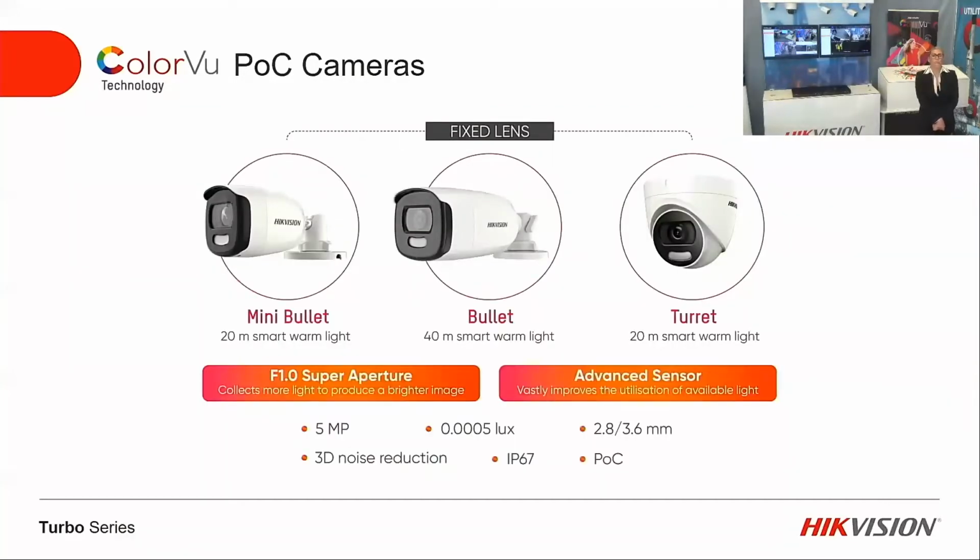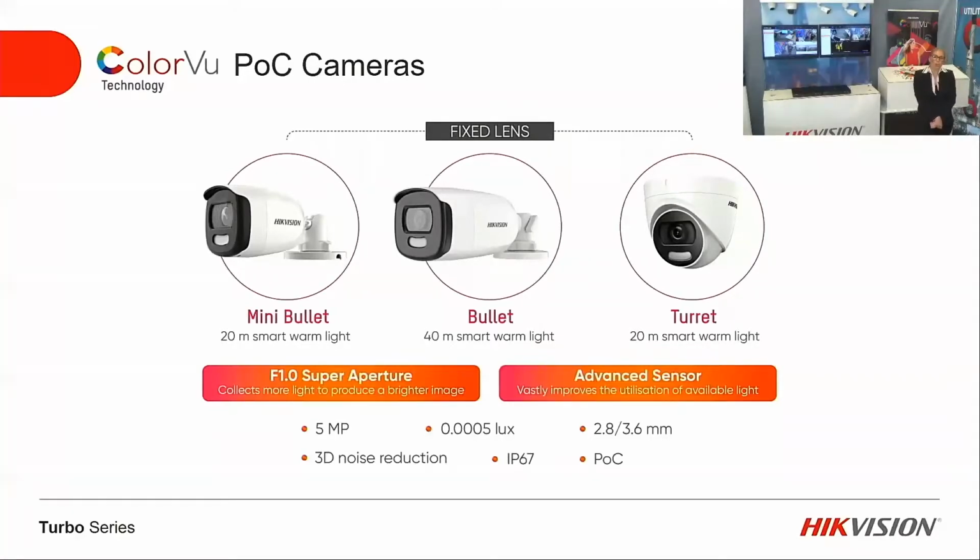What cameras do we have in the range? Well, we have 3 fixed lens cameras. We've got the mini bullet there, which is a smaller one. It does up to 20 meters of warm white LED. Then we have the medium one, which does a little bit extra at 40 meters. And then we have our lovely turret shape there, which also does 20 meters. All of these have that f-stop 1.0 and the advanced sensor in them. So they all have that fantastic low light ability. And these are all 5 megapixel.